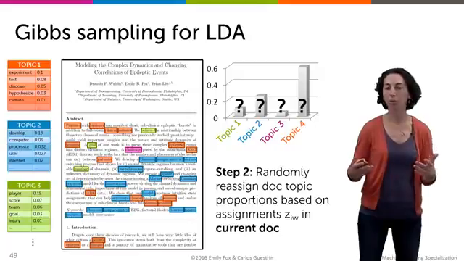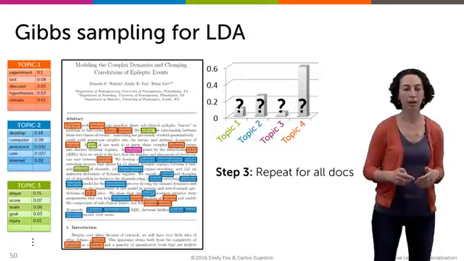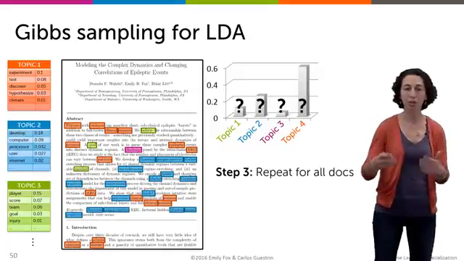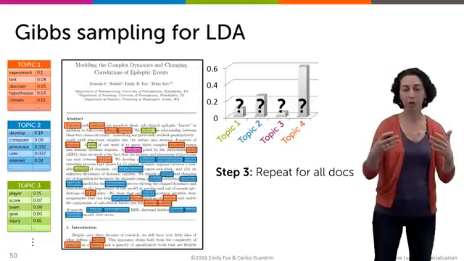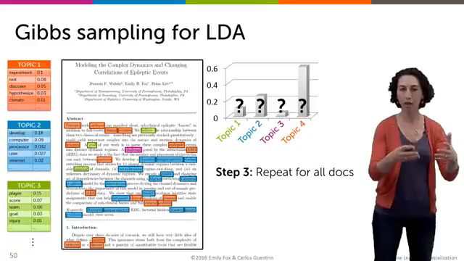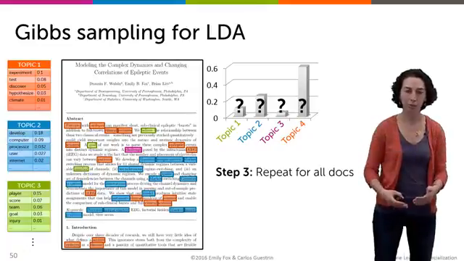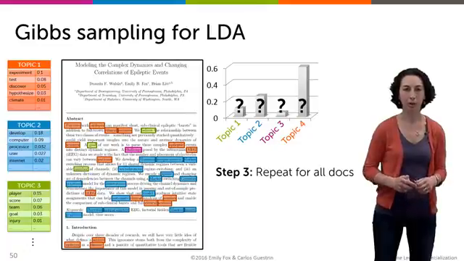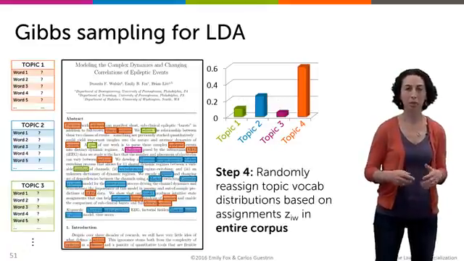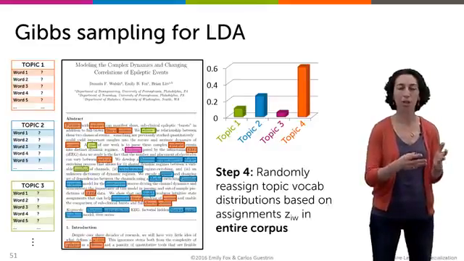And the specific form of this distribution, however, is beyond the scope of this course. But the point here is that we can sample these topic proportions, and then we repeat this process for every document in our corpus. So we repeat sampling the word assignment variables and the topic proportions for each document in our entire data set. Then, having done this, we can turn to the corpus-wide topic vocabulary distributions and reassign those as well.